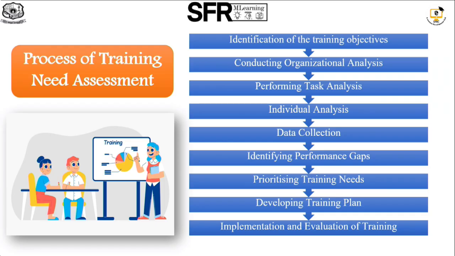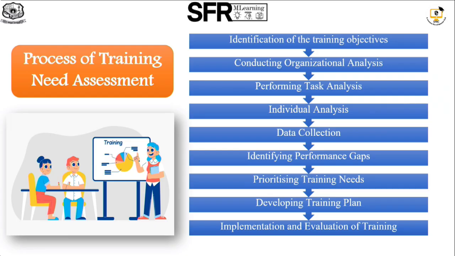Fourth step, individual analysis. Individual analysis is conducted at the employee level to assess the current competencies and performance of individuals. This step involves performance appraisal, skill assessment and feedback from supervisors or peers to identify gaps between current and desired performance levels. Fifth step, data collection.